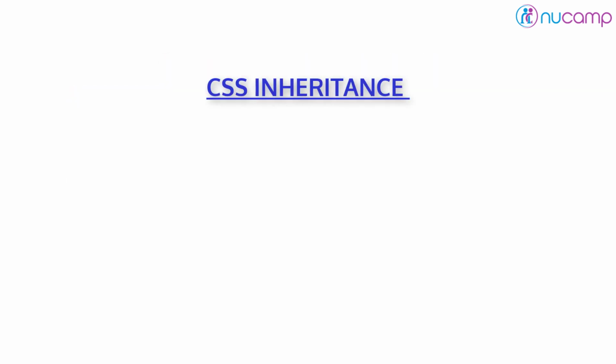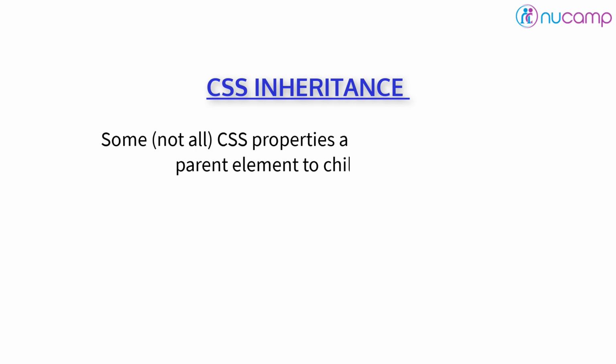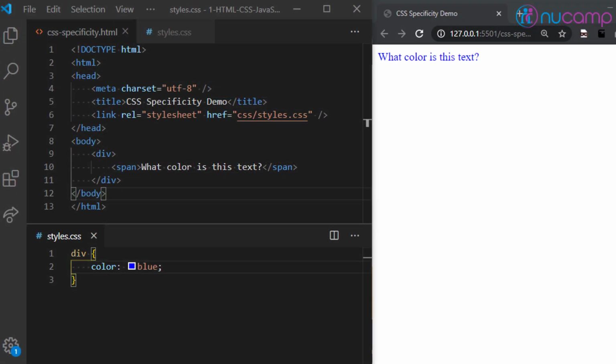I want to discuss one last thing briefly in this lesson, and that's the concept of CSS inheritance. This is another key point that you need to understand about the CSS cascade. There are some CSS properties that are inherited from the parent element to its child elements. For instance, if I set the color property on an element, such as this div element, all the child elements will inherit that color property as the default. So here, the text inside this span element will be blue because it will inherit the color from the div, even though there is no color set on the span element itself.